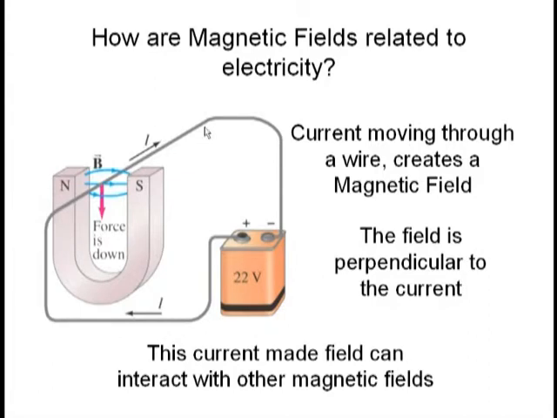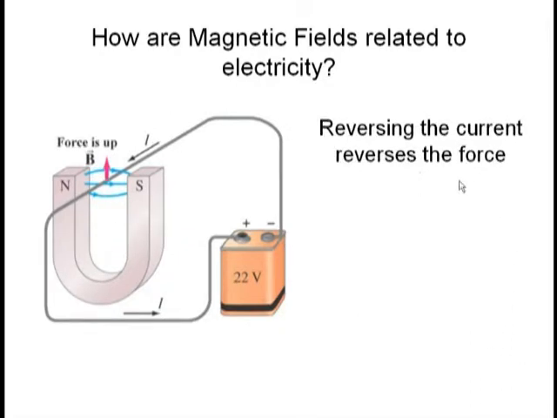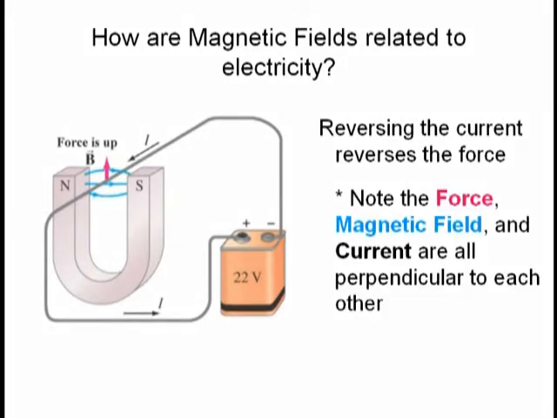The current is going through here, and those two together make a force going either downwards or upwards. If I reverse the current and go the other way, in this picture, having the current go this way makes the force go up. So notice that the force, the magnetic field, and the current are all perpendicular to each other. So we have 3 perpendicular lines. The field goes to the right, the force is going up, and the current is coming out of the page.